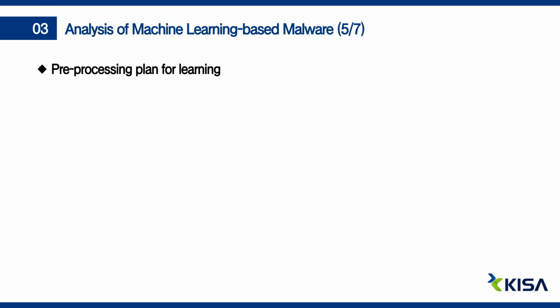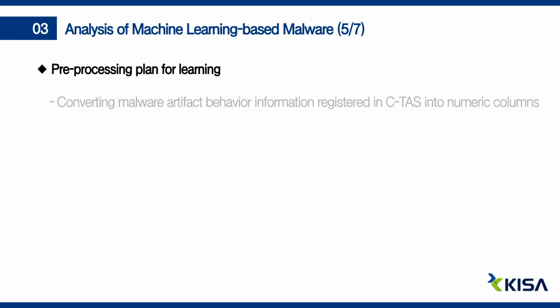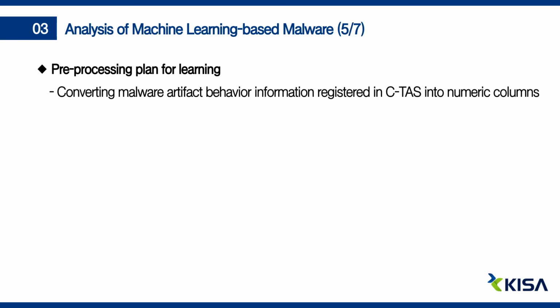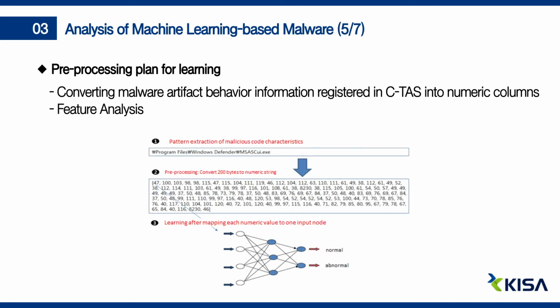There is a pre-processing plan for learning. It converts malware artifact behavior information registered in CTAS into numeric columns and analyzes features. This figure shows big data analysis expansion data pre-processing method for pattern learning method.